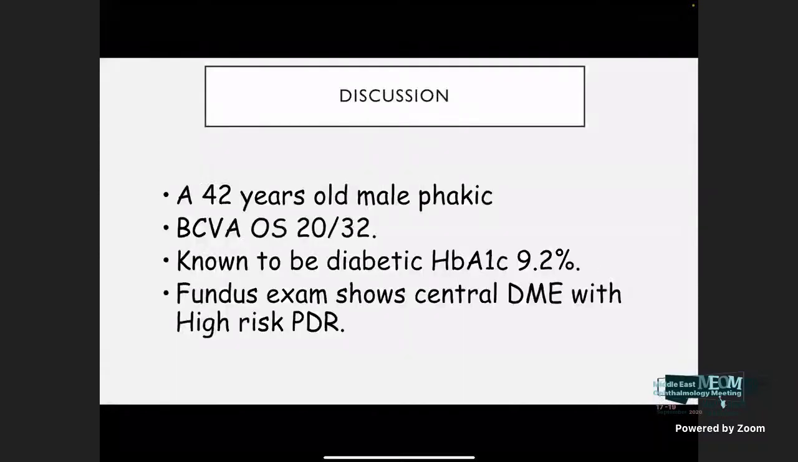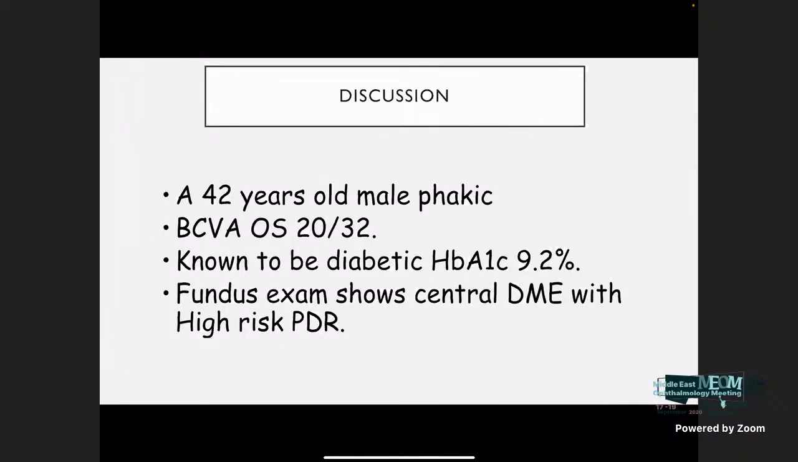As I noticed that this HD laser is doing a great job, I started to test it on more serious macular edema. This is a 42-year-old male, phakic, with best-corrected visual acuity of 20/32, known to be diabetic, and he had a high risk of development of myocardial infarction as reported by his cardiologist.